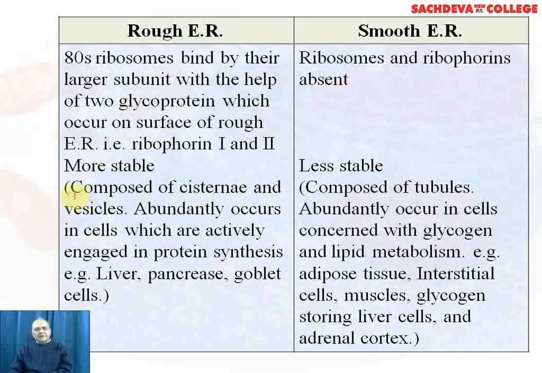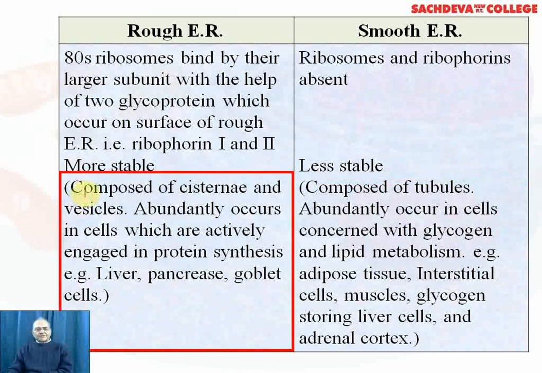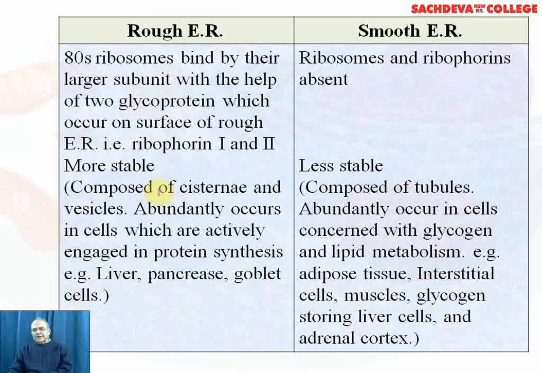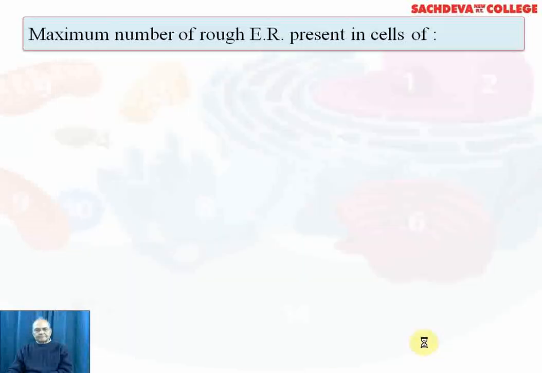Rough endoplasmic reticulum is more stable, while smooth is less stable. Rough endoplasmic reticulum is composed of cisternae and vesicles, and abundantly occurs in cells which are actively engaged in protein synthesis, for example liver, pancreas, goblet cells. While smooth endoplasmic reticulum, composed of tubules, abundantly occurs in cells concerned with glycogen and lipid metabolism, say adipose tissue, interstitial cells, muscles, glycogen-storing liver cells and adrenal cortex.